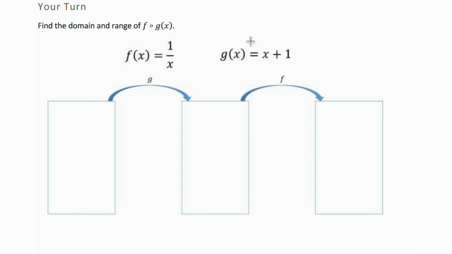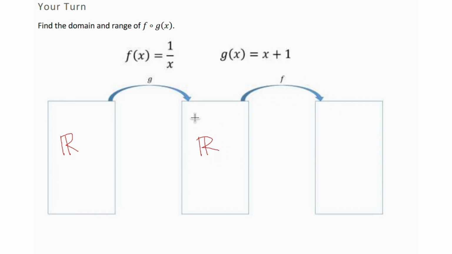So first of all, let's think about what we can input into g. The g of x is x plus 1. That means we can input any real number into x plus 1, and out of that, we can get any real number. So just g of x, it's real number to real number. Now we have to take this range of g of x, and that's going to become the domain of f of x.